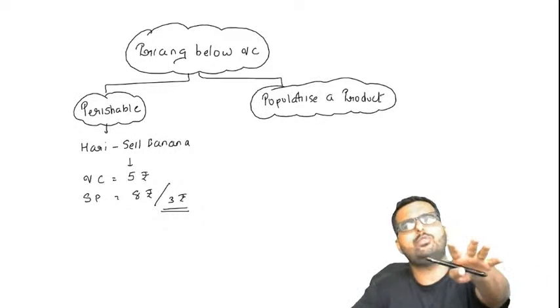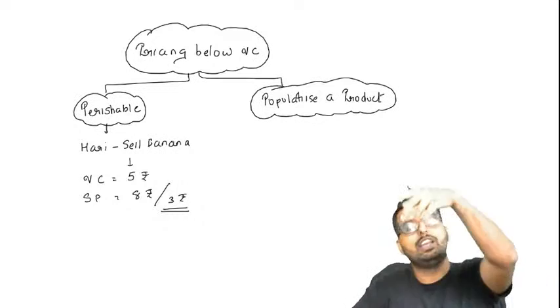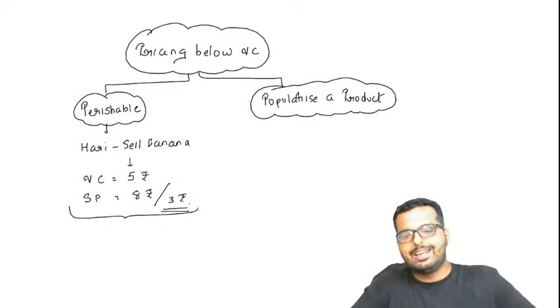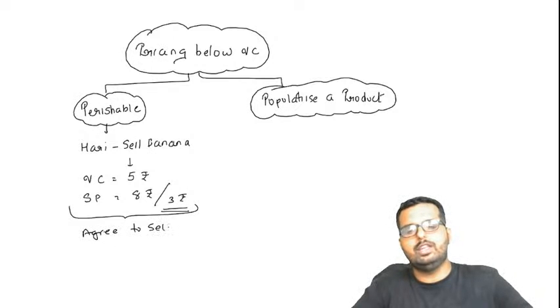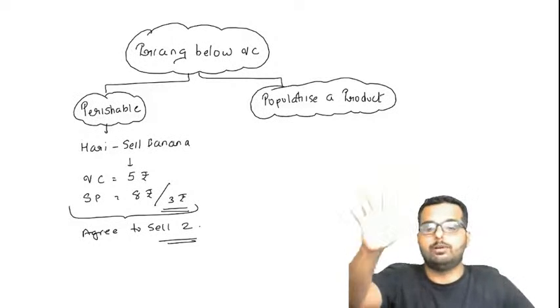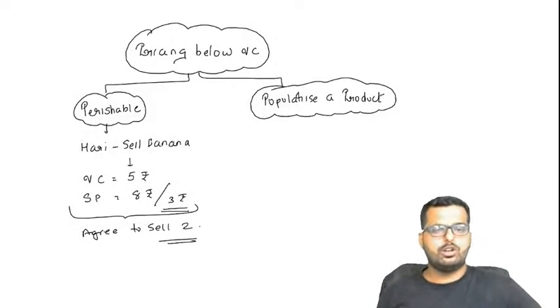If he doesn't sell it for 2 rupees, that money is anyways gone. That 5 rupees is anyways gone. He would agree to sell even at 2 rupees if he understands that the banana is going to get completely spoiled. I hope you are clear with this.